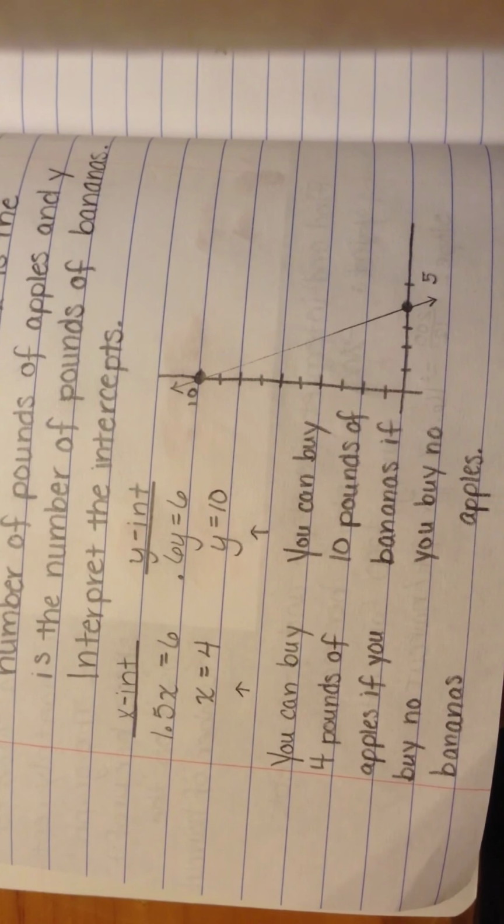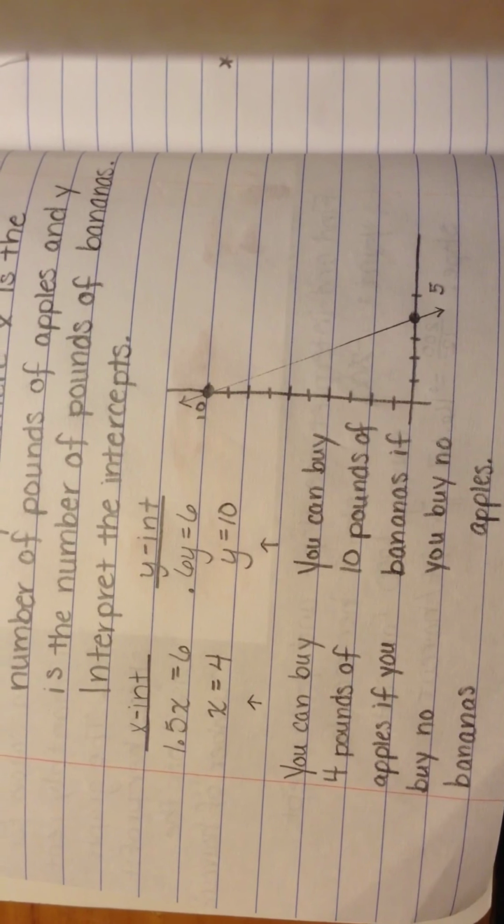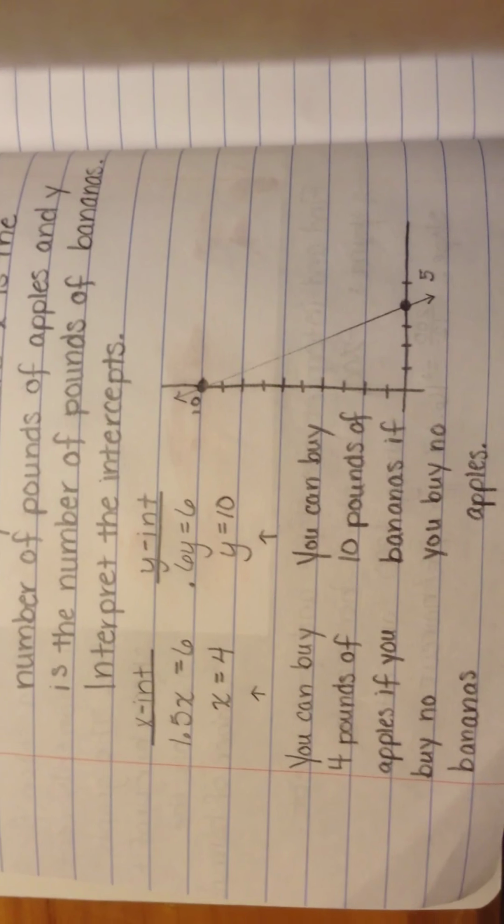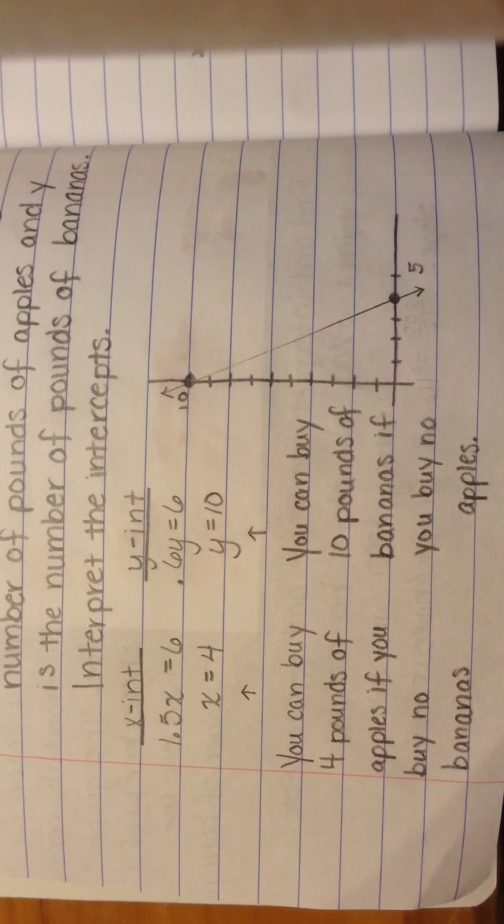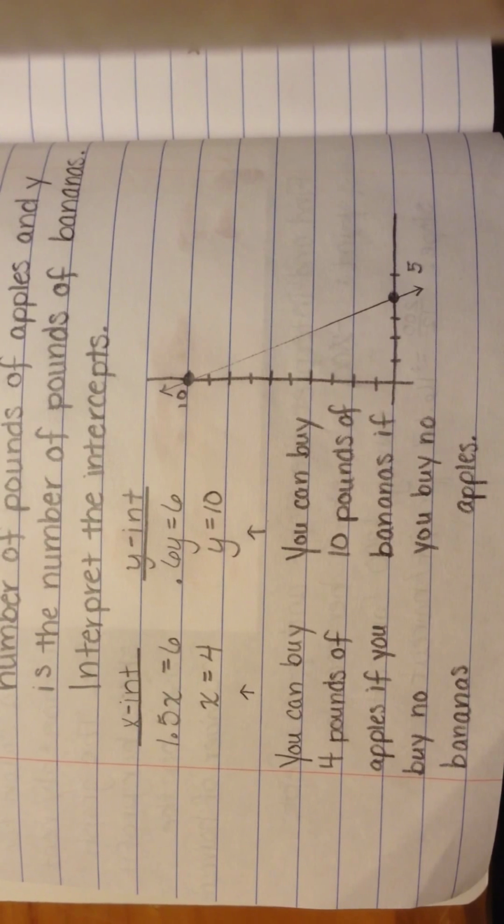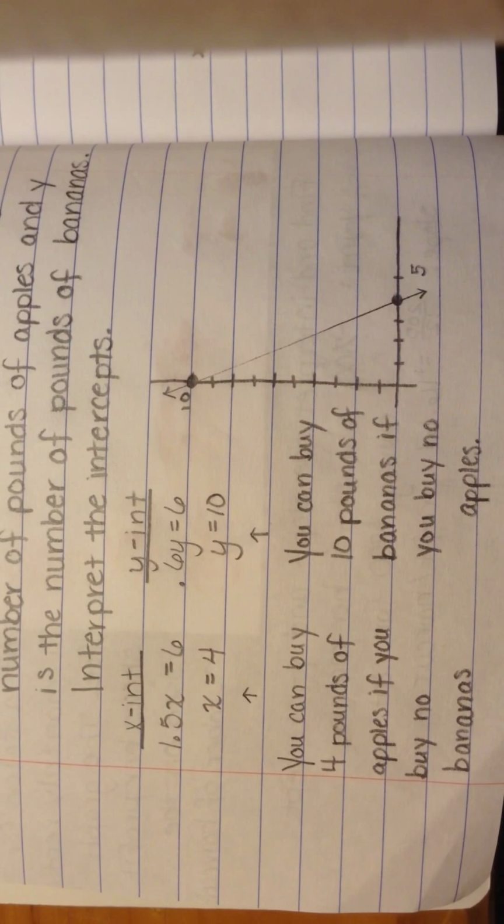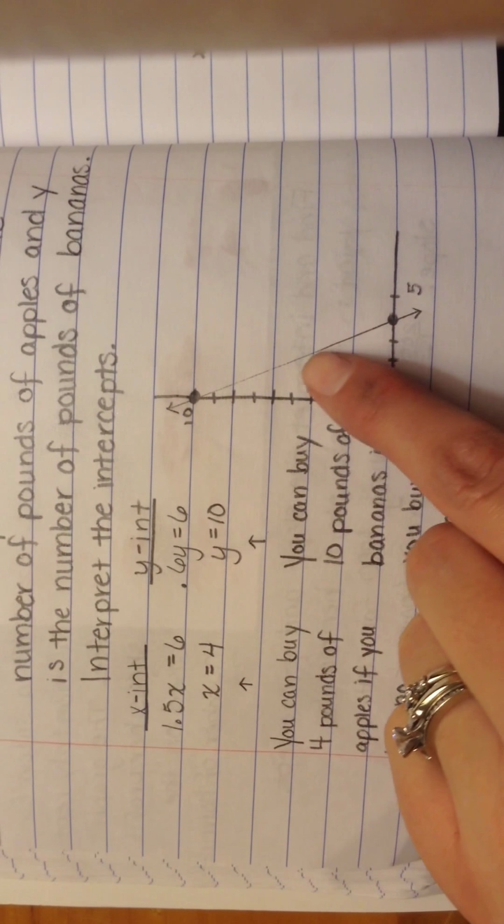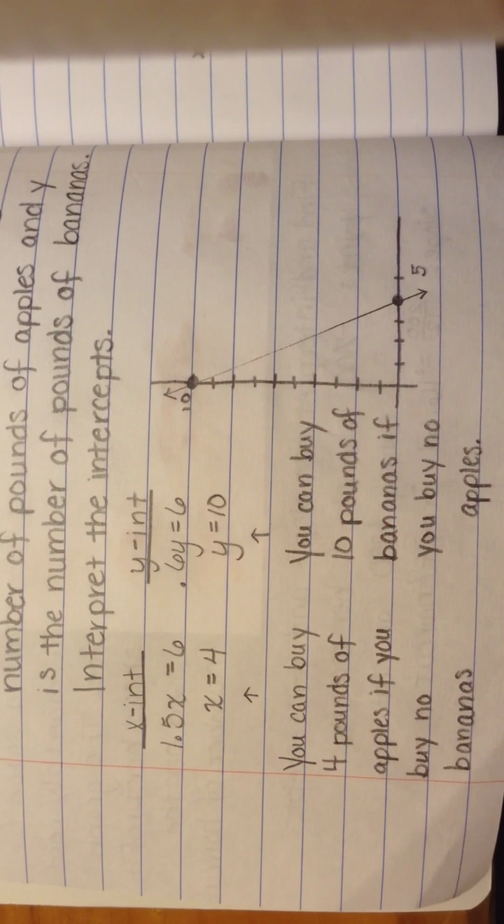The x-intercept, we can buy 4 pounds of apples if we buy no bananas. And we can buy 10 pounds of bananas if we choose not to buy apples. Now realize all the points on this line are other combinations that we could have.